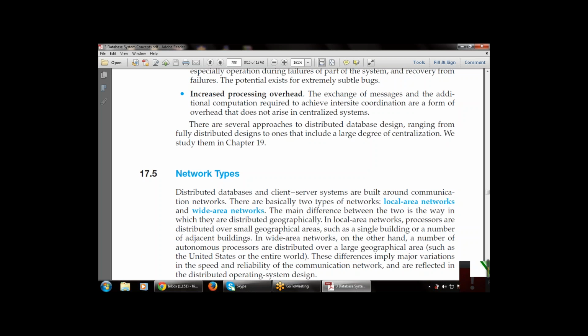So there is a LAN, a local area network, and a WAN, a wide area network. The main difference between the two is the way in which they are distributed geographically. In local area networks, processors are distributed over smaller geographical areas, such as a single building or a number of adjacent buildings. For example, if I am working in an organization like Mercury Solutions, there will be a network known as the local area network.